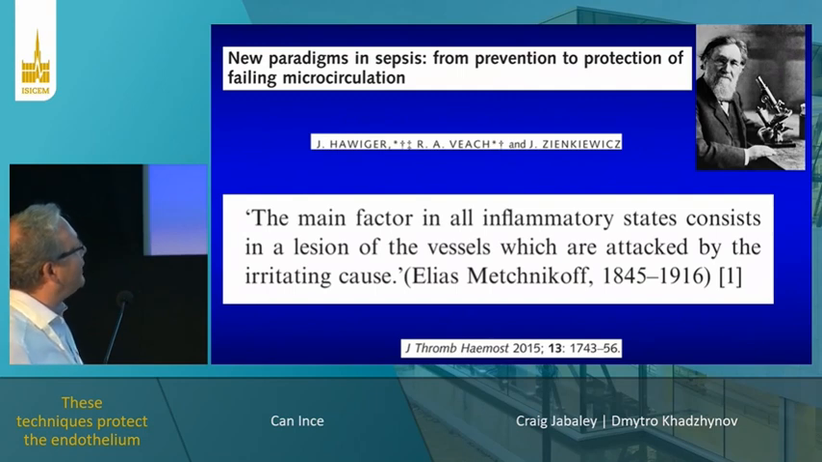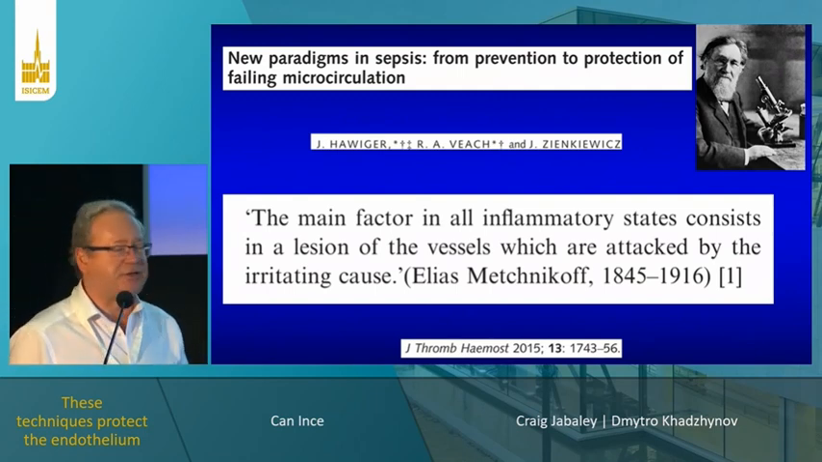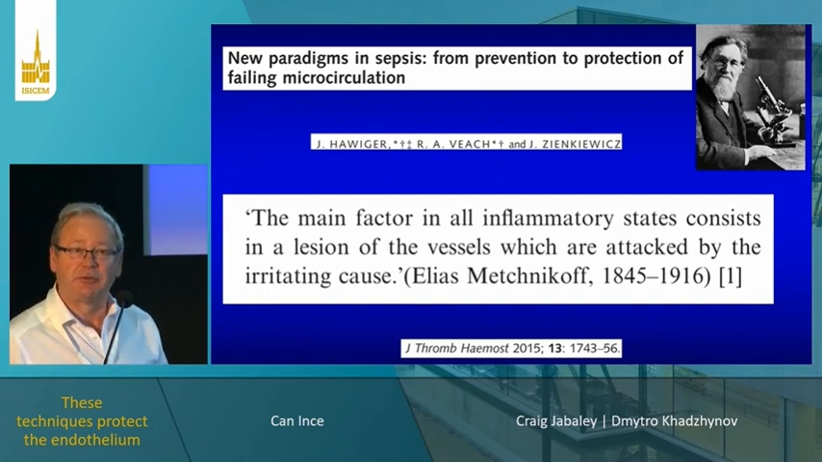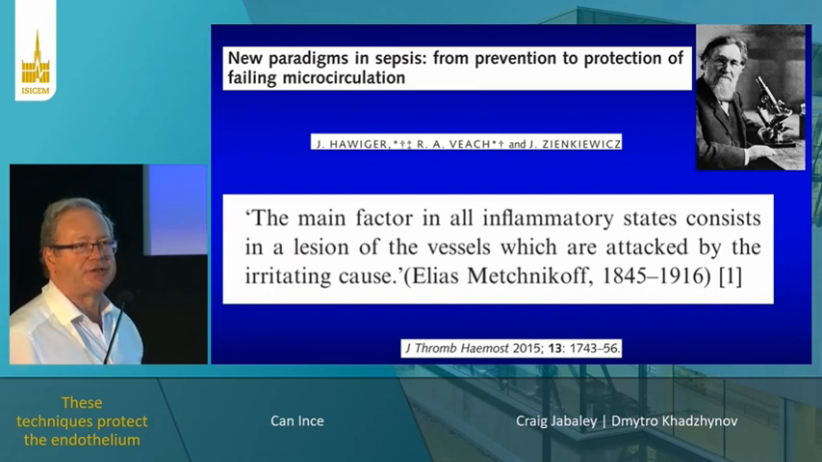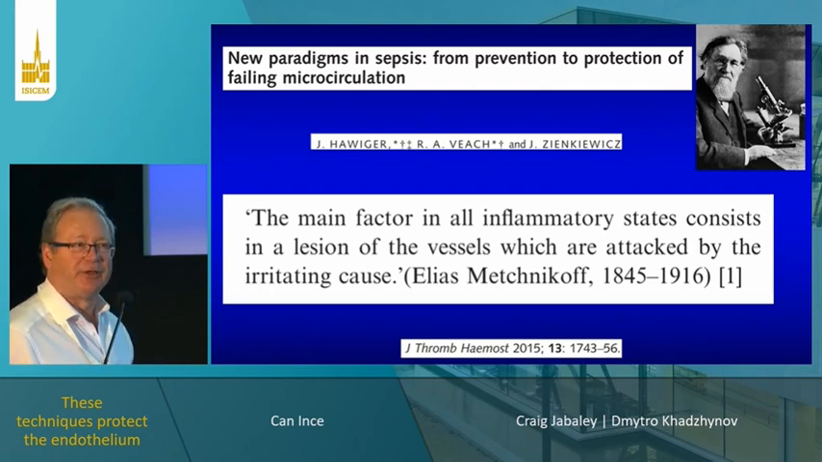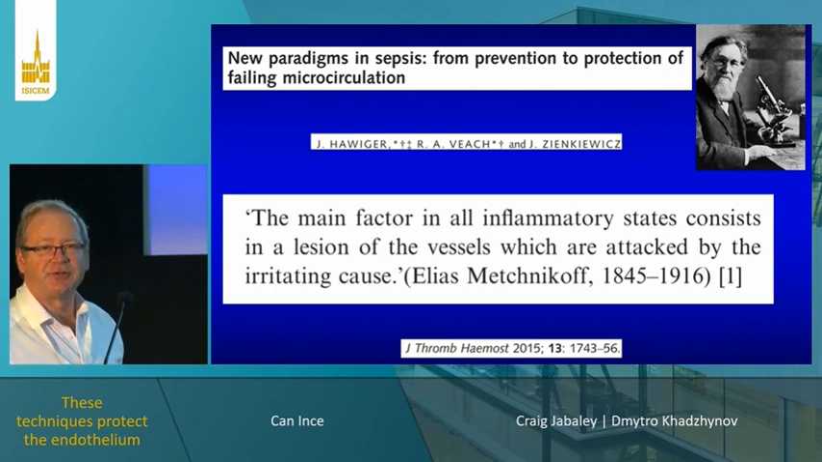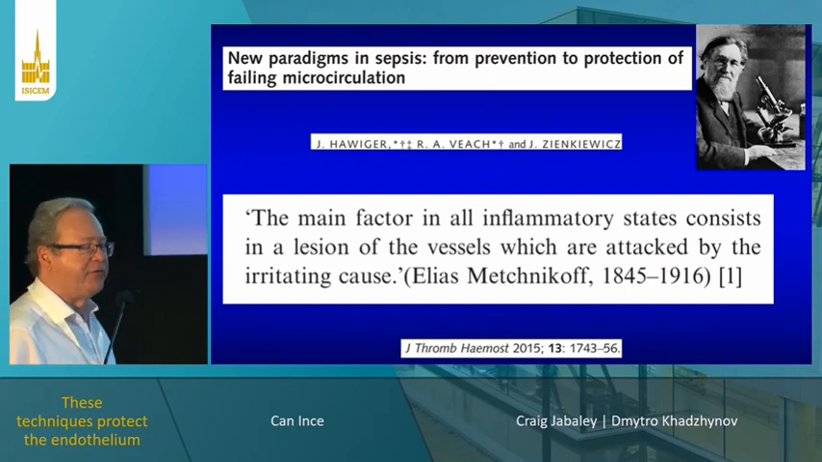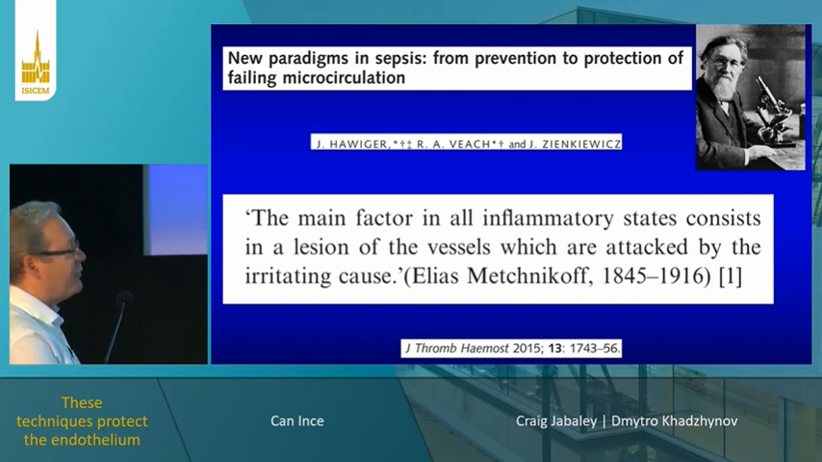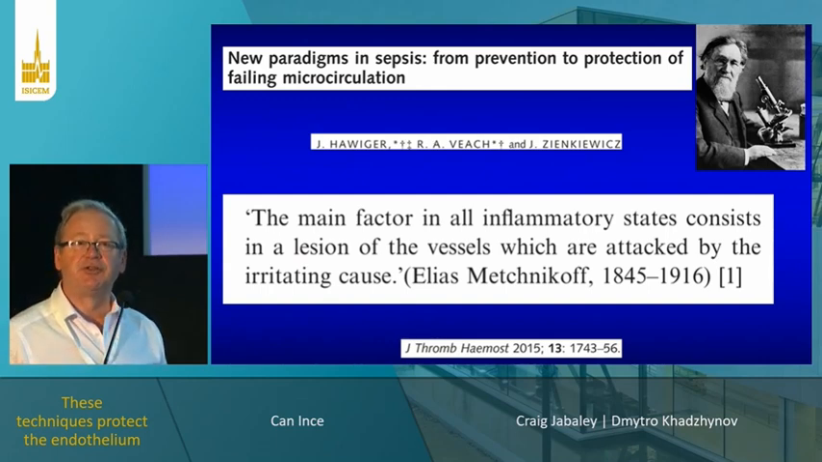So having said that, I would like to take you to this colorful gentleman who is Elias Mechnikov, a Ukrainian immunologist who, not far from Palermo, by the way, on a summer holiday, discovered phagocytosis. He was considered the father of immunology. And he already understood that the target of inflammatory states were the vessels, that's where the lesions occurred, and that was the target of shock.